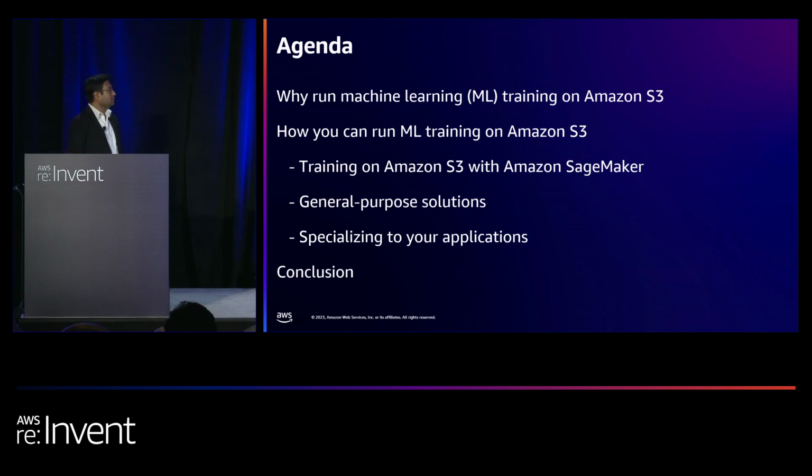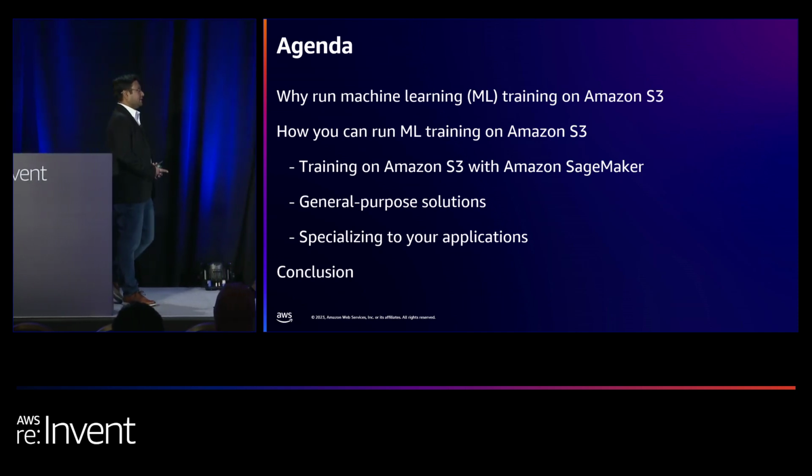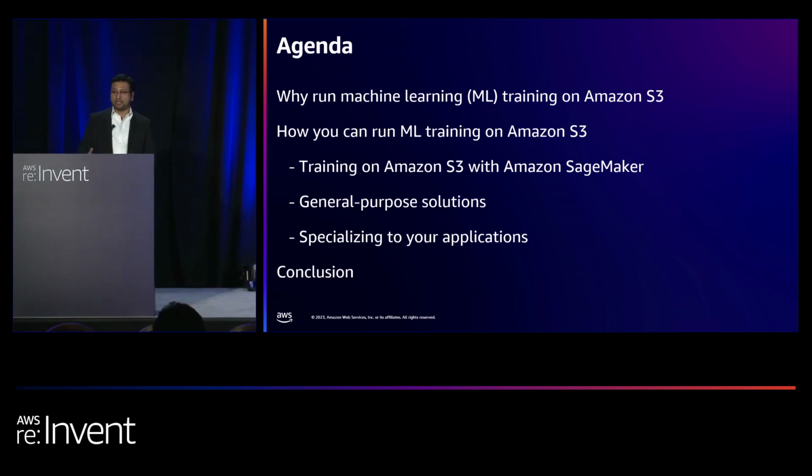We are first going to talk about why run machine learning training on Amazon S3. Then we are going to talk about how you can run ML training on Amazon S3, regardless of whether you are running in a fully managed setting and training on Amazon S3 using our purpose-built services like Amazon SageMaker, or you are running your self-managed infrastructure and services, and you are looking for general-purpose solutions. We'll cover all of the best practices and recommendations in the talk today. And finally, we'll summarize the key takeaways and conclude our session.